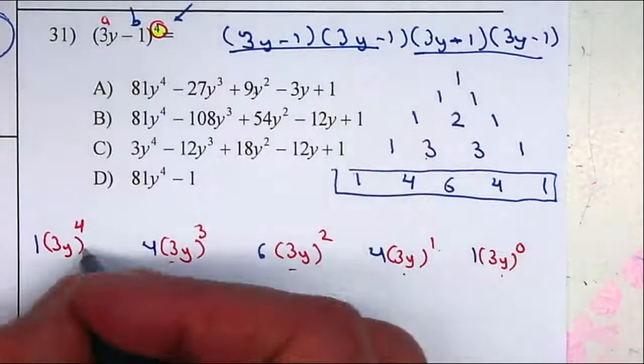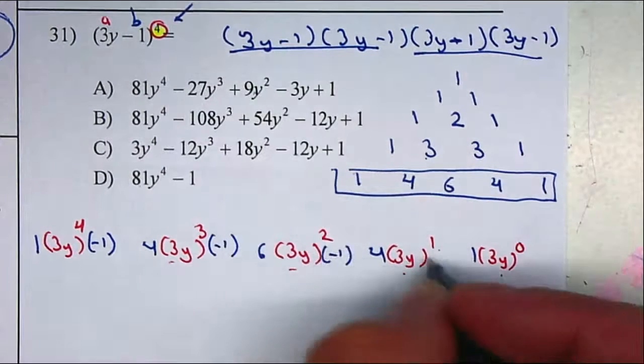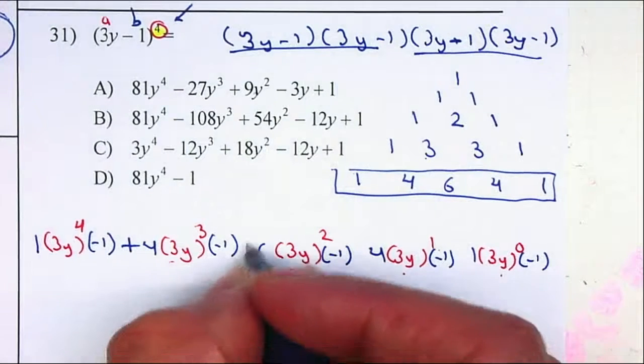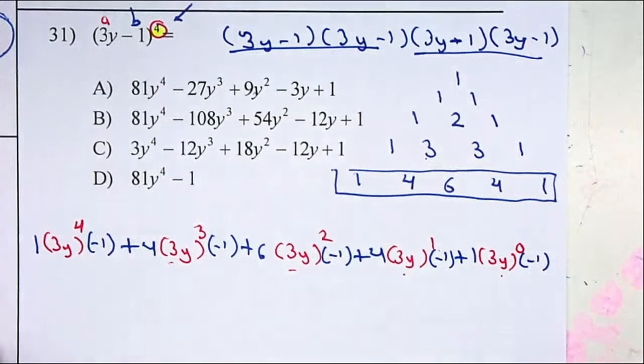Then my value of b is negative 1. Don't forget about your negative: negative 1, negative 1, negative 1, negative 1, negative 1. And plus is in between. And I just need to simplify each of those terms.